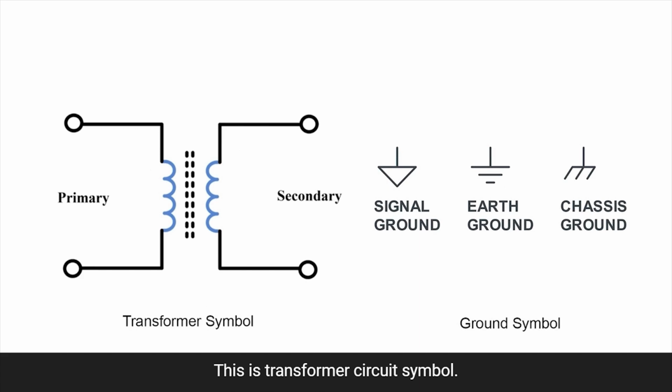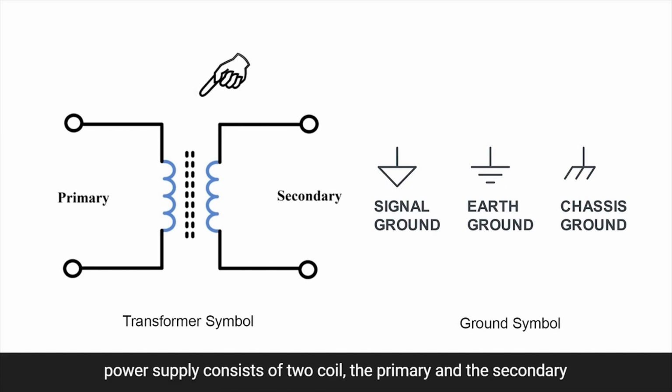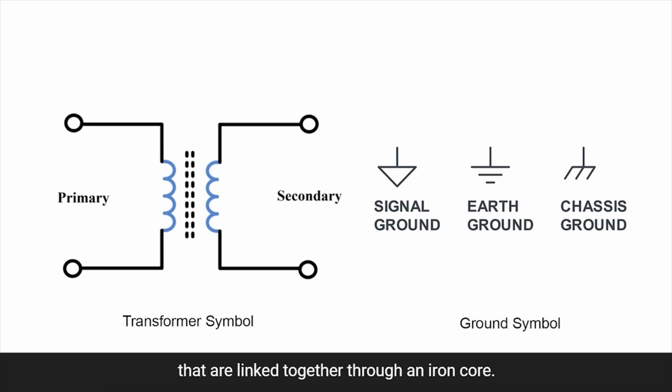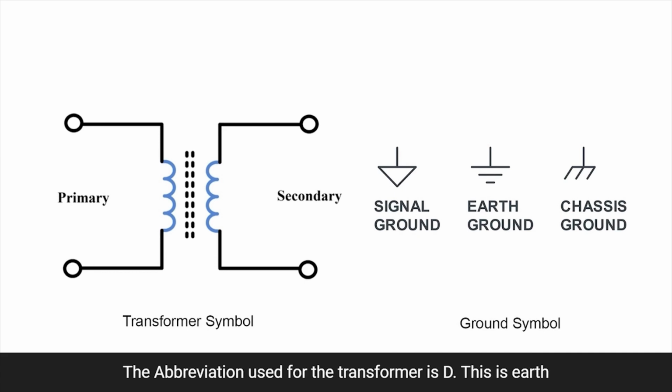This is the transformer circuit symbol. It is used as an AC power supply, and consists of two coils, the primary and the secondary, that are linked together through an iron core. There is no physical connection between the two coils. The principle of mutual inductance is used to obtain power. The abbreviation used for the transformer is T.